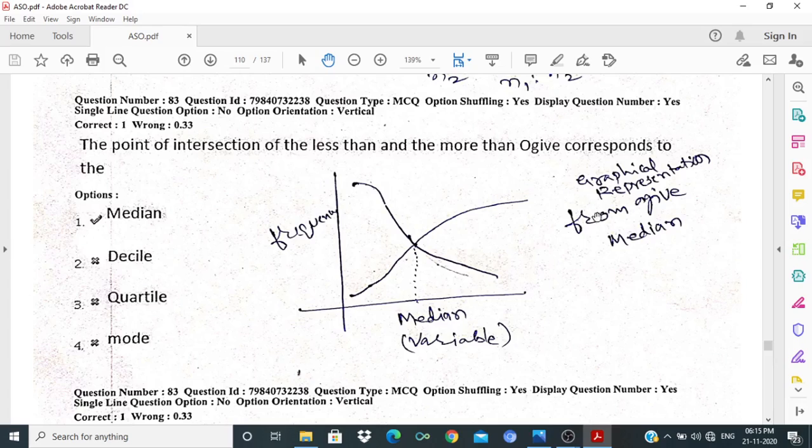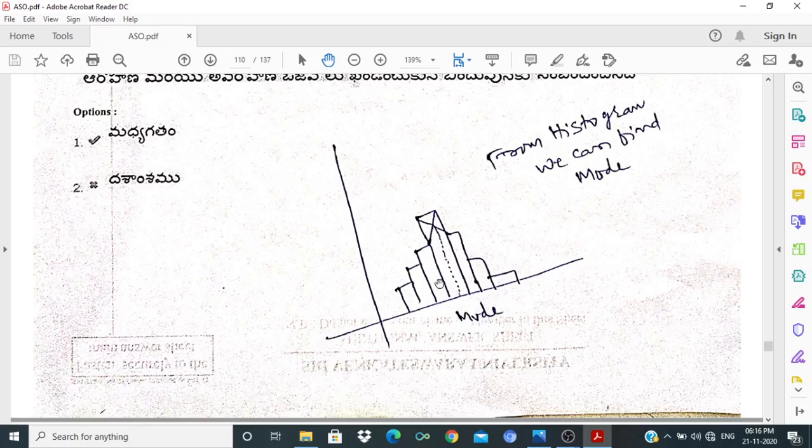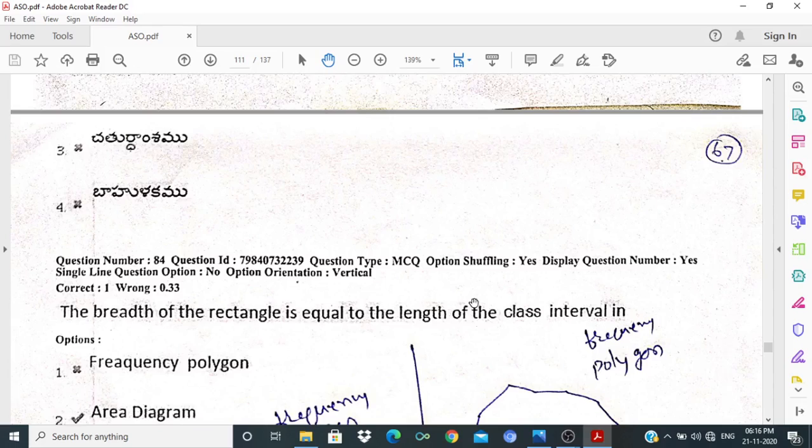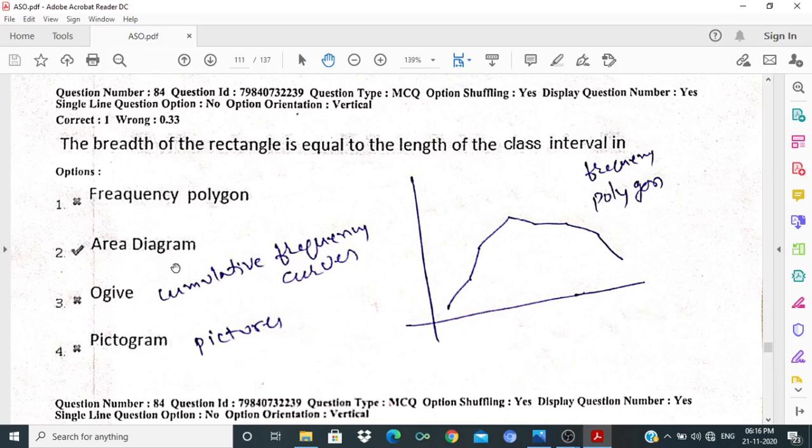Graphical representation. From the ogive we can find the median. From the histogram we can find the mode. The tallest edge, from this corner to this corner, and the intersection point joined here gives us the mode. The breadth of the rectangle is equal to the length of the class interval in an area diagram.